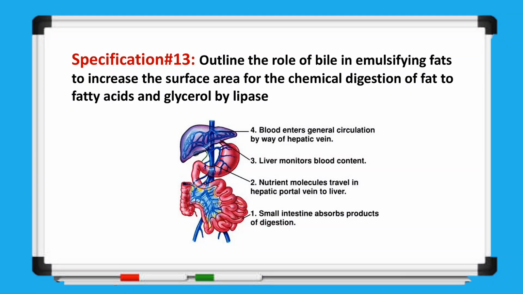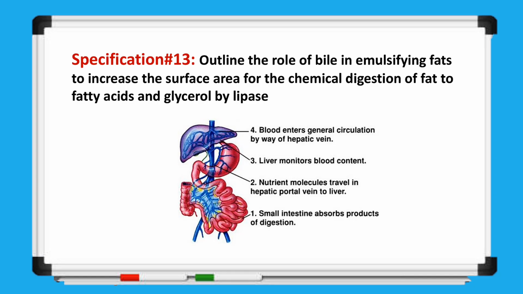Specification number 13 tells us to outline the role of bile in digestion. Bile helps by emulsifying fats, that means it breaks large fat droplets into much smaller ones. This increases the surface area, making it easier for the enzyme lipase to chemically digest the fats into fatty acids and glycerol. From there, the small intestine absorbs these products of digestion.